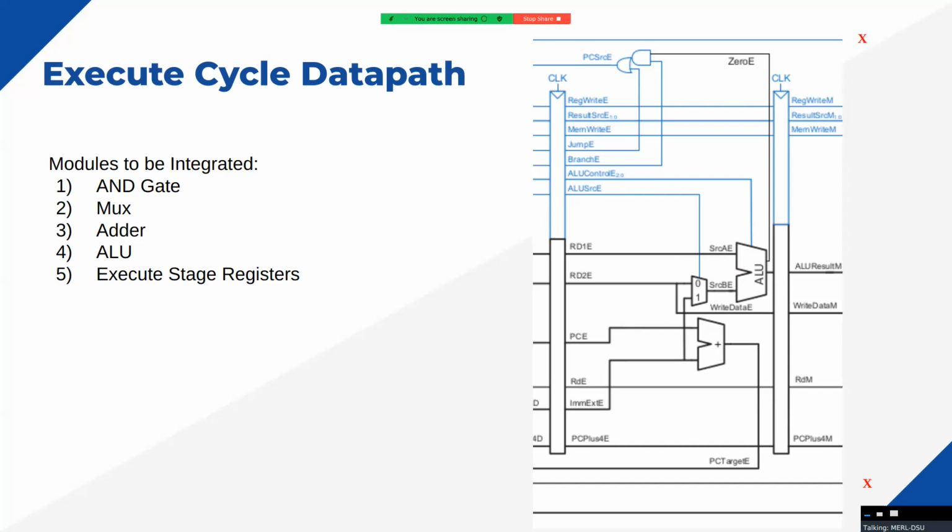The modules which are going to be used in this execute cycle are, number one, the AND gate, which is responsible for finding out whether we are getting a branch instruction as a valid instruction or not. Then we have a mux, which has a selector for our ALU source B input. Either we can have the source B from the register or from the extended immediate value. The third module is our simple adder, which is used to calculate the branch PC target address. And the fourth is the ALU, which is mainly responsible for the execution of 80% of our processes.